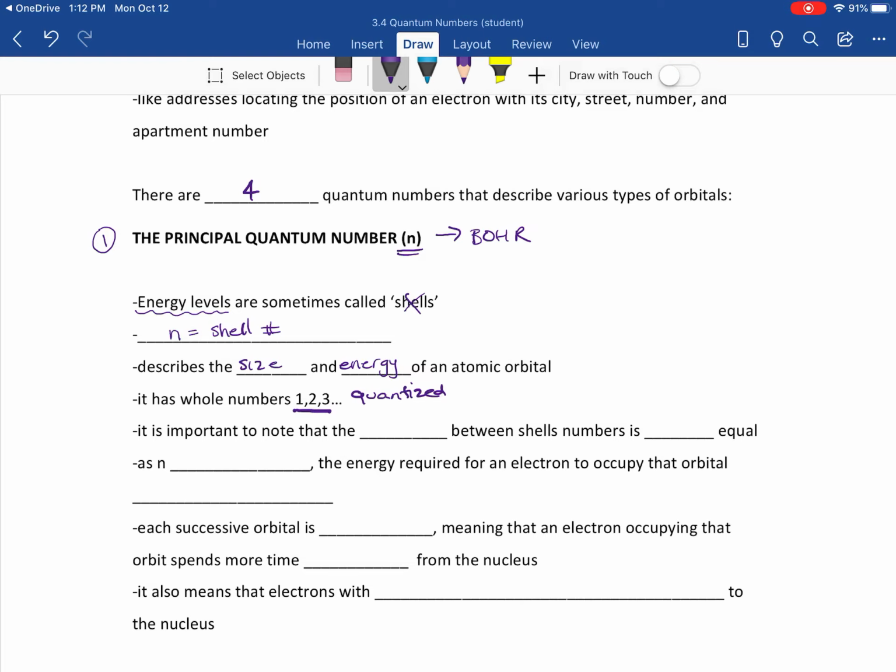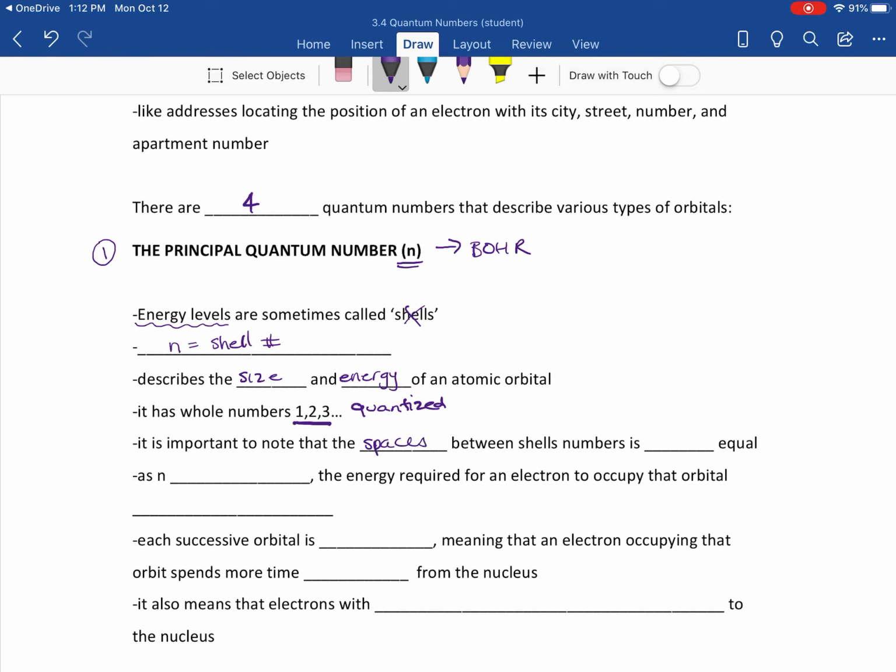Okay, it's important to note that the spaces between shell numbers are not equal. So what we mean is, to go back in time, there's my positively charged nucleus, and before we would draw our shells like this. That's wrong. The distances between the first, second, and third energy levels are not equal. In fact, the first one is like this, and then it gets farther and even farther away. So they're not equidistant, okay? I'm just going to erase this because it just illustrates a point.